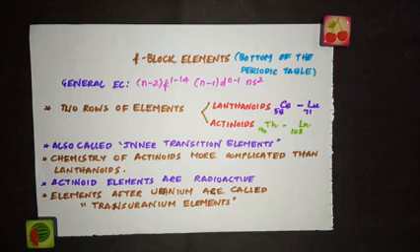These are the properties of different blocks of elements. Now you would have understood the relationship between the electronic configuration of the elements and the arrangement of these elements in the periodic table. Thank you.